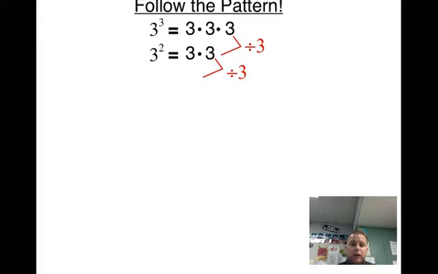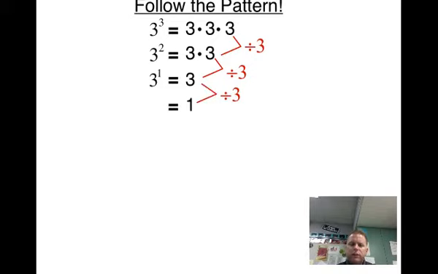I want you to look at the pattern and predict what's going to happen. So if you have 3 to the third power, that means 3 times 3 times 3. If you divide by 3, you're going to cancel out a 3. That gives you 3 times 3, which is 3 to the second. If you divide by 3 again, you cancel out another 3, and you get 3 to the first. What happens if you divide by 3 again? Well, 3 divided by 3 is 1.